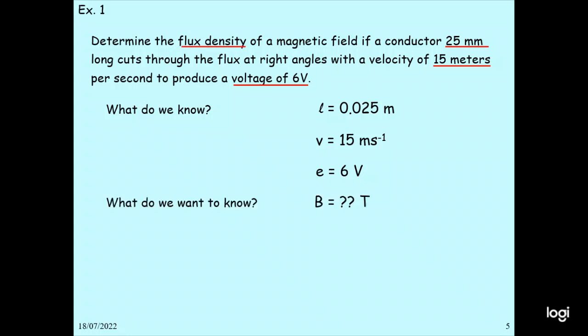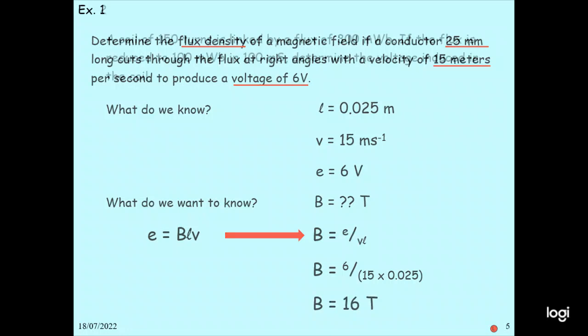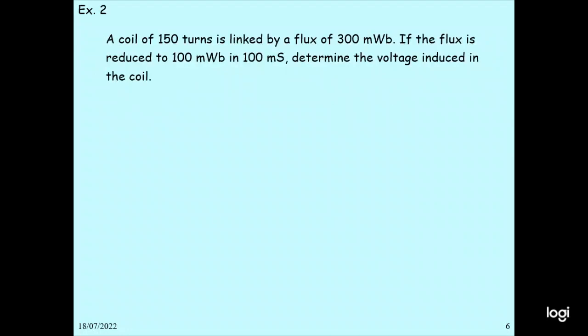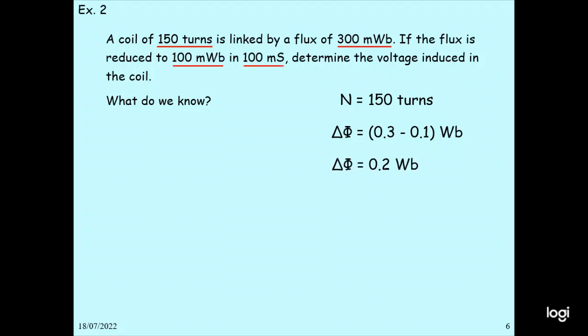The next problem: a coil of 150 turns is linked by a flux of 300 milliweber. If the flux is reduced to 100 milliweber in 100 milliseconds, determine the voltage induced in the coil. What do we know? The number of turns is 150, so delta phi equals 0.3 minus 0.1, you get 0.2 weber, in 0.1 second. What we want to know is E equals N delta phi by delta t, which is 2 weber per second. So E equals 150 multiplied by 2, you get 300 volts.